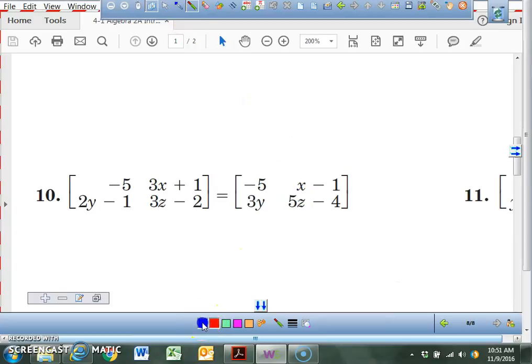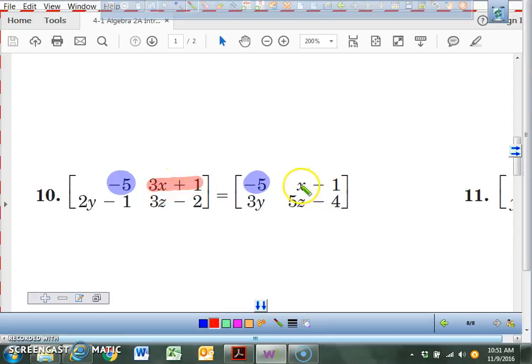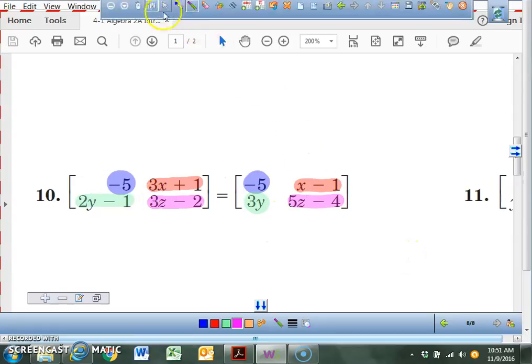What I'm going to do is highlight each element in its own color. So right here, hopefully you can see that negative 5 is totally equal to negative 5. 3x plus 1 is going to equal x minus 1. 2y minus 1 is going to equal 3y. And finally, 3z minus 2 will equal 5z minus 4. Which means, remember, I'm saying this matrix is equal to this matrix. By the way, what are the dimensions of this matrix? What are the dimensions?